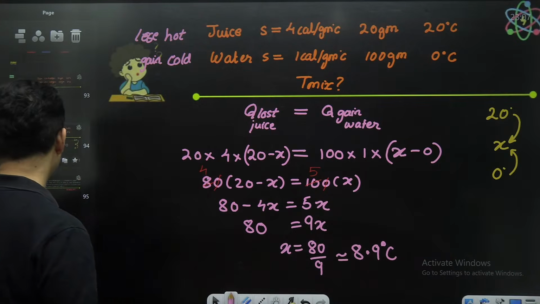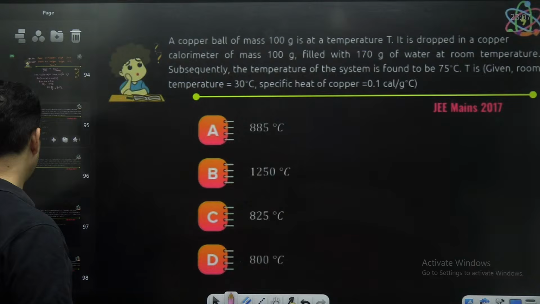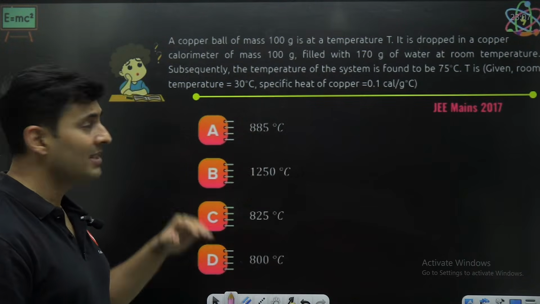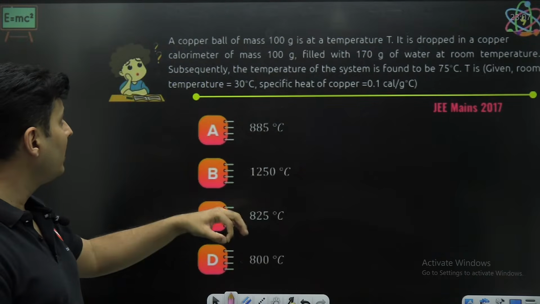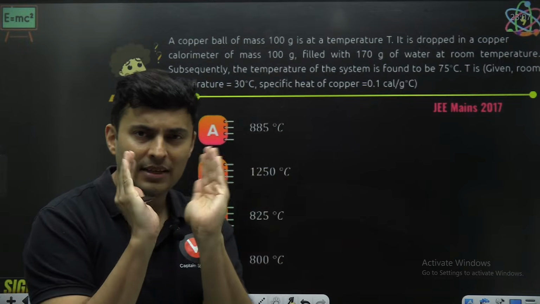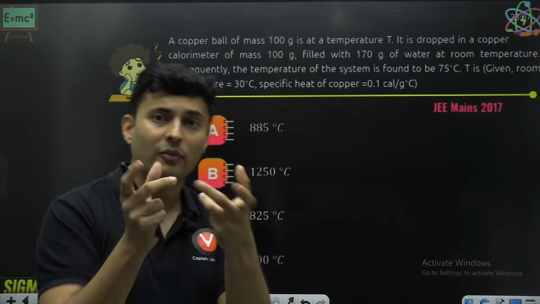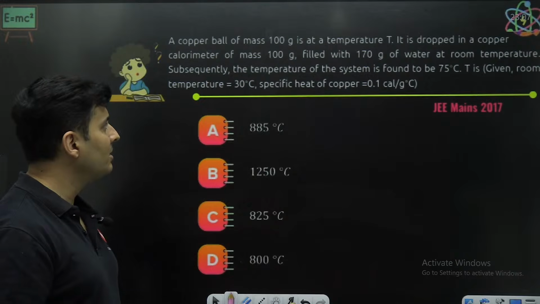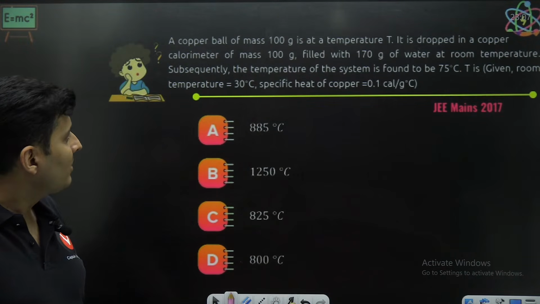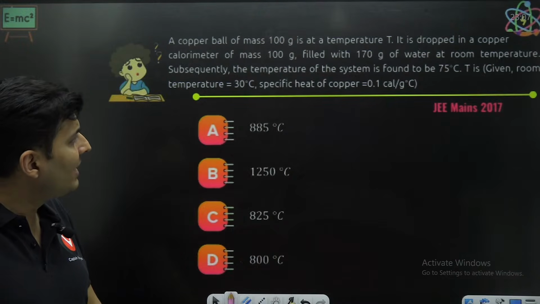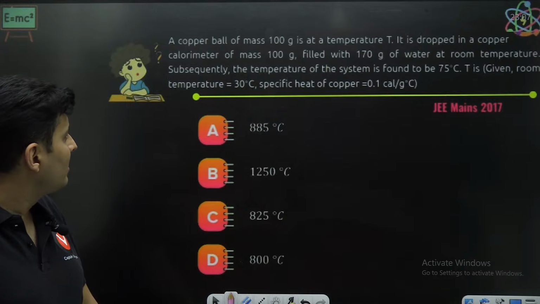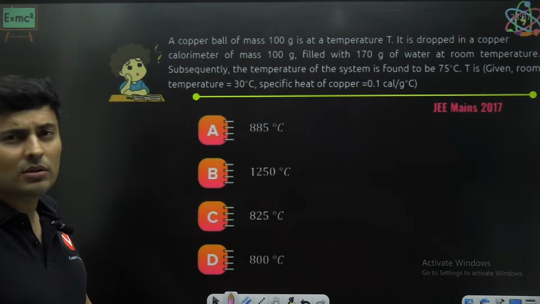Great. Let's see one of the PYQs which has come in the previous year questions. There is a copper ball of mass 100 grams which is at some temperature. It is dropped into a copper calorimeter. That means inside the calorimeter there is a tub, beaker kind of thing, which is made of copper, whose mass is also 100 grams, filled with 170 grams of water at room temperature. Subsequently, the temperature of the system is found to be 75. T is how much? Given room temperature is 30 Celsius, specific heat capacity of water is also given.